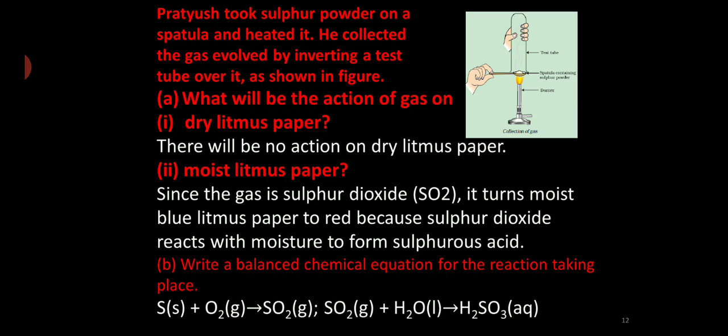The next one, the balanced chemical equation: sulfur plus oxygen, O2, on heating gives SO2, and further this sulfur dioxide reacts with moisture, that is H2O, to form H2SO3. This is sulfurous acid. H2SO4 is sulfuric acid. This product is sulfurous acid.